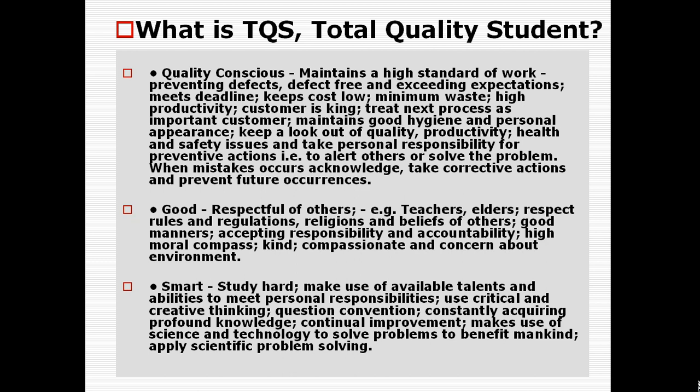Keep a lookout on quality, productivity, health and safety issues, and take personal responsibility for preventive action. When you see something wrong, be proactive. Don't wait for someone to tell you to take action. You will be the first to recognize when there is going to be a problem in safety or quality, and you alert the people who are responsible. Or if there's no one around and it's urgent, solve the problem first. Do some corrective actions. When mistakes occur, acknowledge it, take corrective actions, and prevent future occurrences.